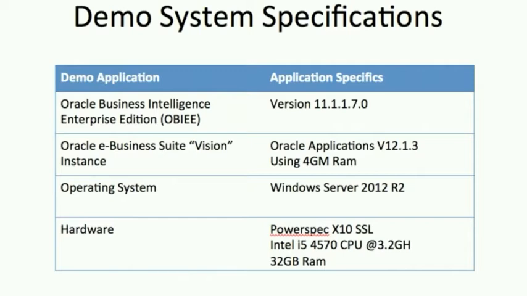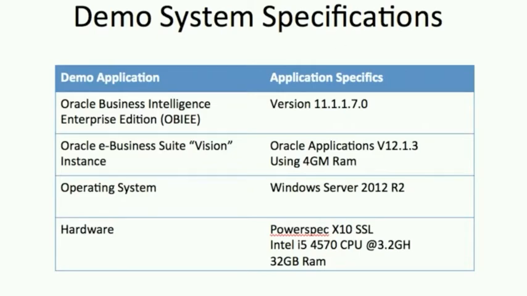The operating system, it's all installed on a Windows Server 2012 R2. And the hardware, I'm not technical, you can read this yourself, but basically it's a small Intel PC with a four-core CPU, 3.2 gigahertz, and more importantly, 32 gigabytes of RAM, which is actually a nice number. So let's take a quick look at the demo and see how it goes.